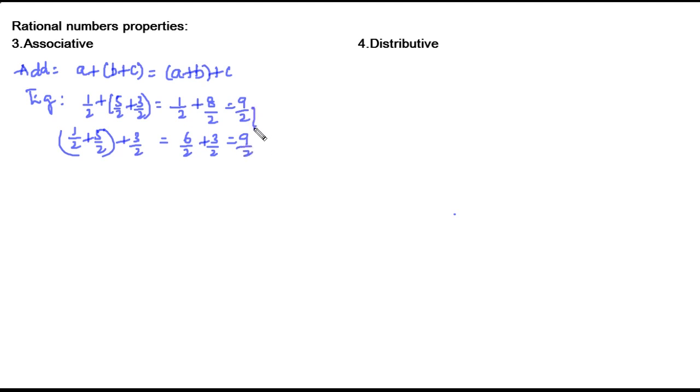As these two are equal, we can say that addition satisfies associative property. Let's check with subtraction, which is represented as a minus of b minus c is equal to a minus b minus c. If it is satisfied, then we can say that subtraction satisfies associative property.